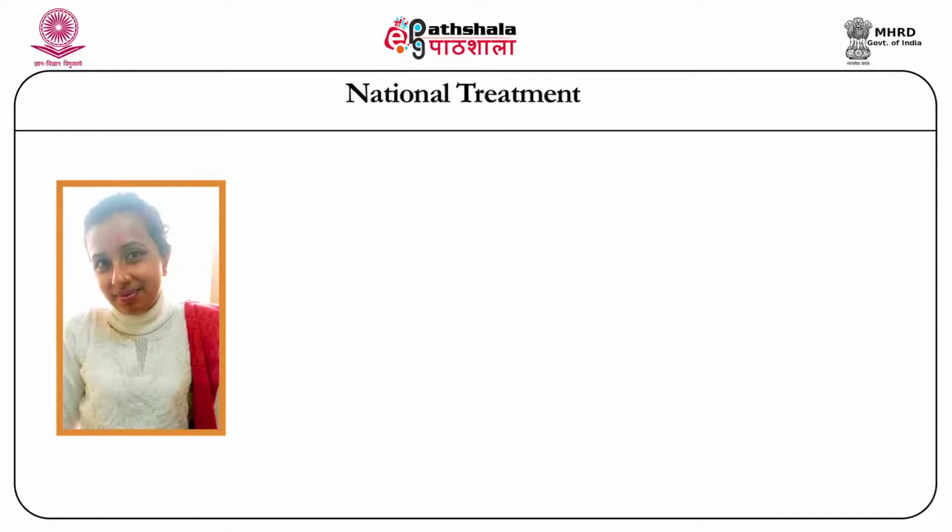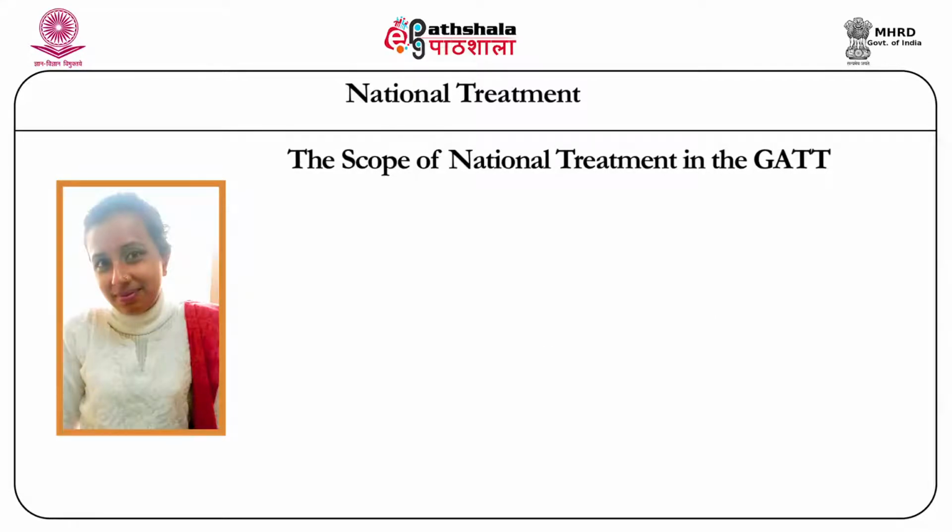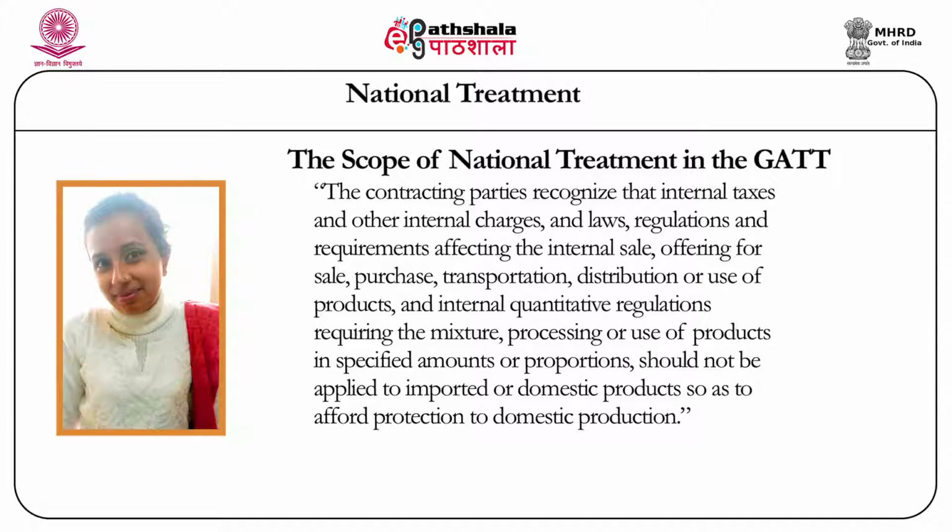Now, we would understand the scope of national treatment in the GATT. The national treatment principle elucidated in the GATT reads that contracting parties recognize that internal taxes and other internal charges and laws, regulations and requirements affecting the internal sale, offering for sale, purchase, transportation, distribution or use of products and internal quantitative regulations requiring the mixture, processing or use of products in specified amounts or proportions should not be applied to imported or domestic products so as to afford protection to domestic production.